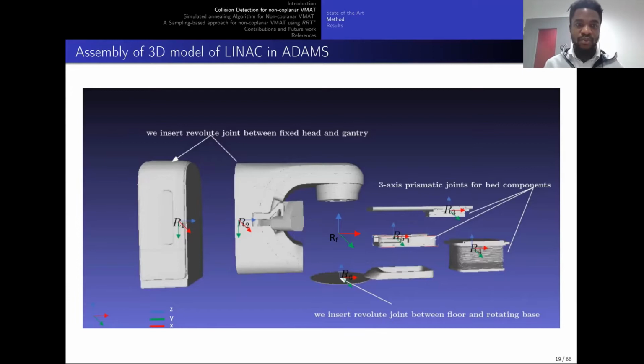So, for example, here on the left-hand side, we have the first fixed frame with R1 and R2. We can introduce a revolute joint between the two of them. And this revolute joint can then, when we send joint values to it, rotate the moving head with respect to the fixed one.